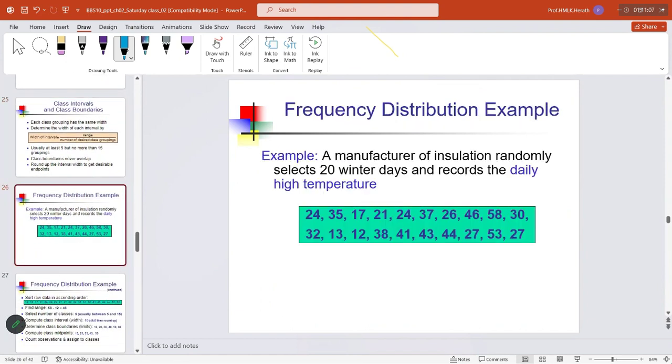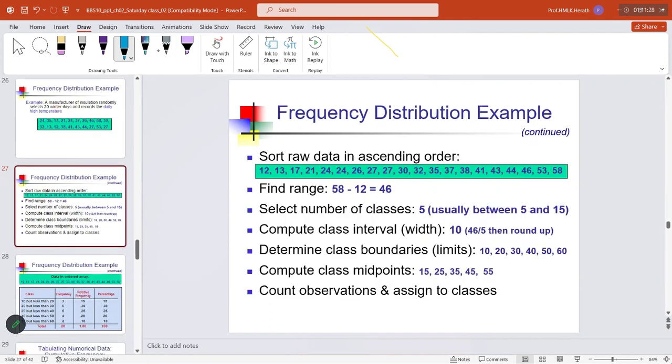Okay, this is a given set of data. A manufacturer of insulation randomly selects 20 winter days and records the daily high temperature. In the first instance, we need to convert this to an ordered array. I have ordered the data into ascending order, making it an ordered array.